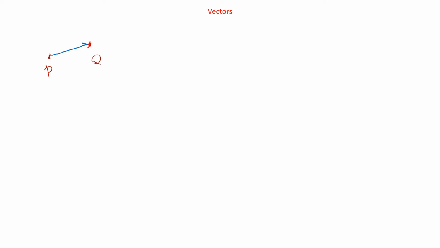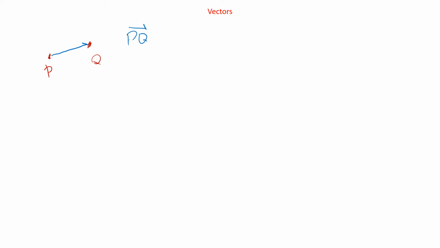Now this vector would be written as PQ with a line segment over it with half of an arrow. It's not a full arrow because that would make it a ray. That ray keeps going. The vector has that definitive length. And so that's the idea behind a vector.